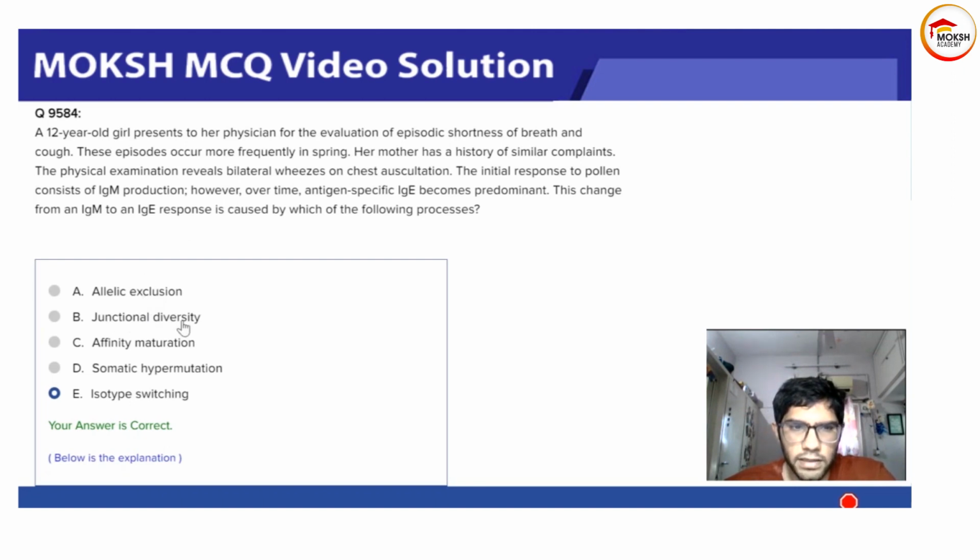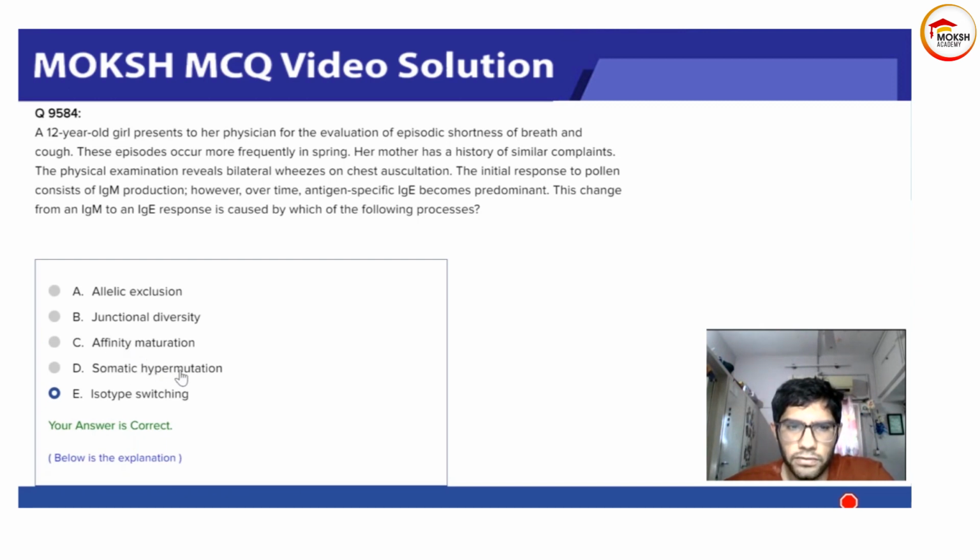Junctional diversity. Junctional diversity is responsible for new types of receptors. This is not the option. Affinity maturation. Affinity maturation occurs when one or more receptors are there and the same antigen is there. So the better type of receptor is selected out of these for the antigen. So this is affinity maturation.